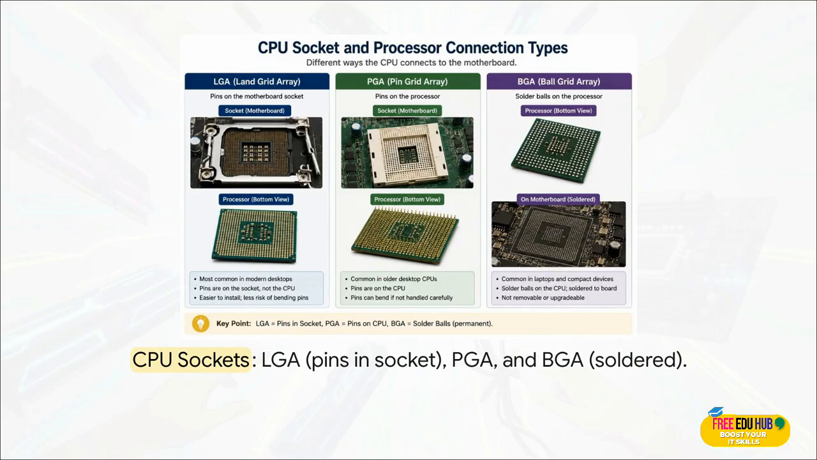Second is PGA, Pin Grid Array. Here, the pins are on the processor itself, and they drop down into little holes in the socket. And finally, BGA, Ball Grid Array. This means the CPU is permanently soldered right onto the board. You'll see this all the time in laptops. But whatever you do as a technician, hear me on this. Never force a processor into a socket. If you have to push, something is wrong, and you're literally seconds away from bending pins and ruining your day.